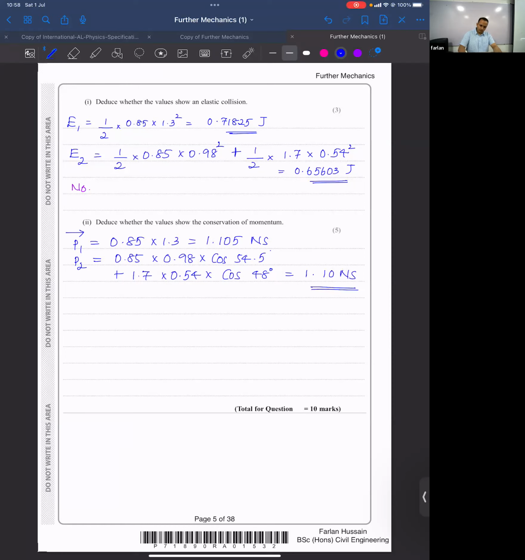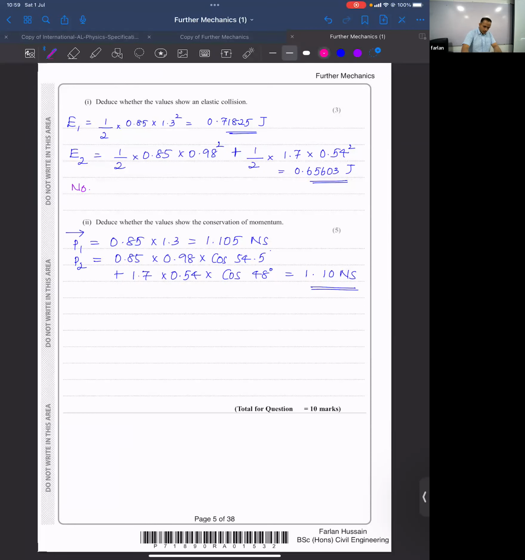So P1 before the collision is 1.105, after collision is 1.10. That is almost conserved. You can consider it to be conserved. There's a small difference. Those are practical errors, but this practical is to see whether the momentum is conserved. So if you ignore those practical errors, yes, I would say along the x direction, the momentum is conserved.